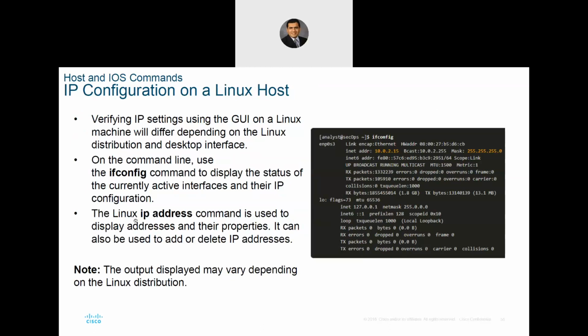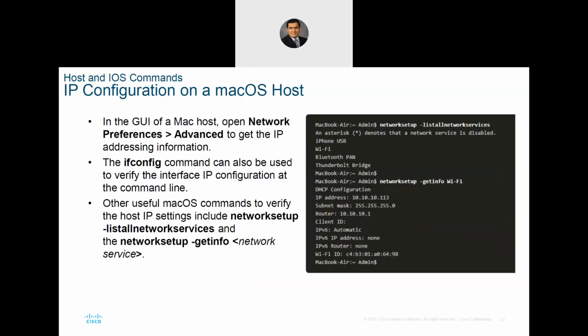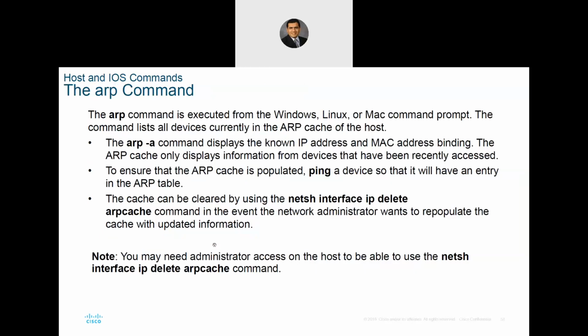You can also use IP address command to display addresses and their properties on a Linux system. Okay. You have to be familiar with both the systems, Windows, Linux, as well as, unfortunately, a Mac system as well. Okay. Mac operating system is mainly based on Unix, just like Linux. So they also use ifconfig. Okay. And you have got their own Mac OS commands to verify host IP settings, which include network setup, list all network services, and network setup -get info. Okay, for those of us who are using a Mac system as an end device.